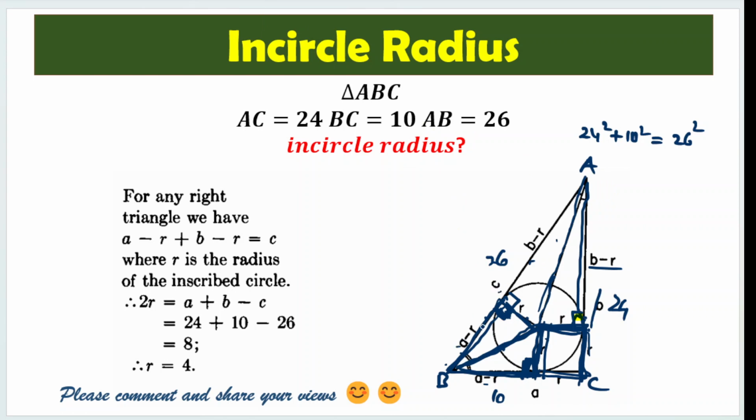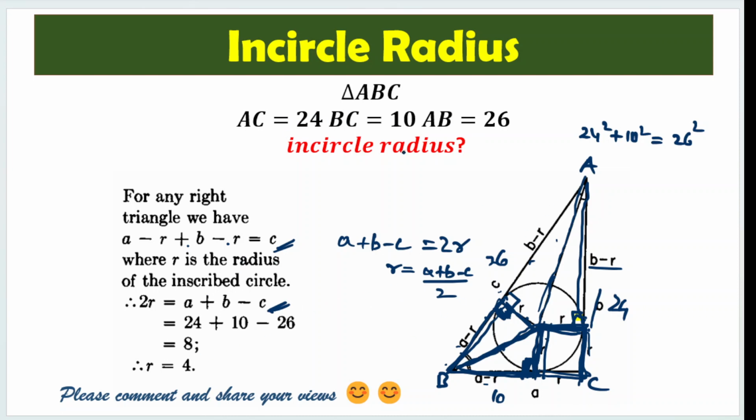Now, a minus r plus b minus r is actually equal to c, because this is originally c. That is what we have. A minus r plus b minus r is equal to c. What does that mean? 2r is equal to a plus b minus c. So r is equal to (a plus b minus c) by 2. This is the relation when it is a right angle triangle.